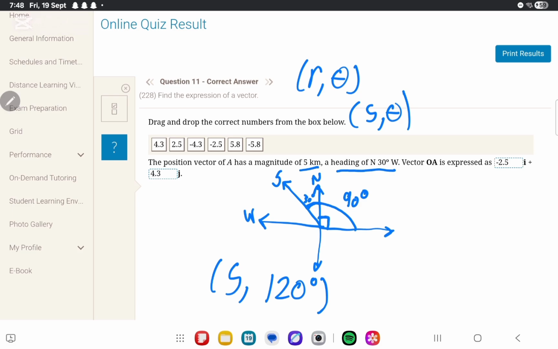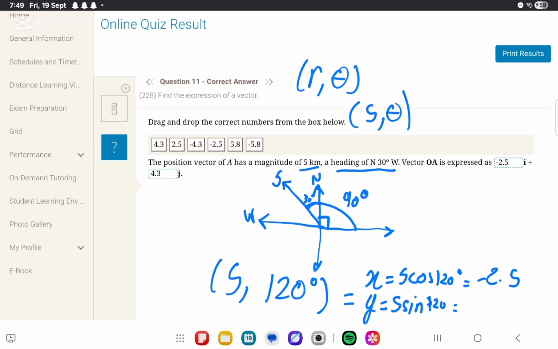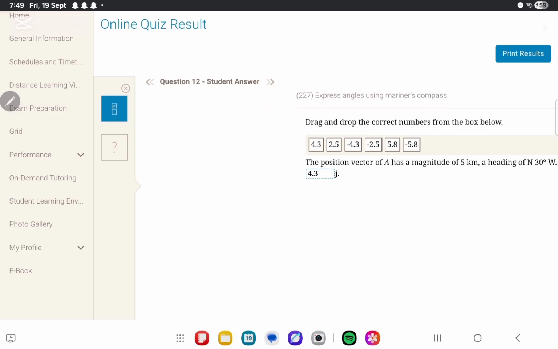Now this equals, in Cartesian notation, x as 5 cosine 120, which gives me negative 2.5, and y as 5 sine 120, which is 4.3. Okay, so this can be rewritten as negative 2.5i plus 4.3j. There we go. So question solved. Moving on. Question 12.